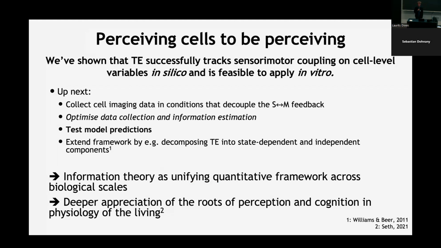I was hoping that some people might have some ideas of how to use information theory in data constrained contexts. And then we hopefully will be able to test some of these model predictions in real biological cells and explain some of these mechanisms. We might also then be able to extend some of the theoretical framework because we know that transfer entropy can be decomposed into finer grained components, state dependent and state independent transfer, which might give a better understanding of how the interaction is actually implemented.